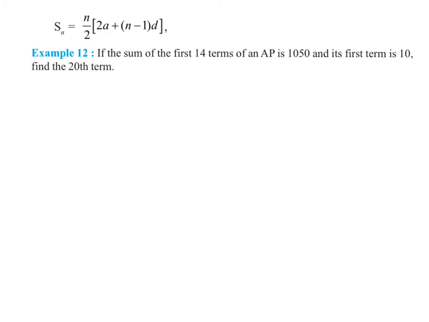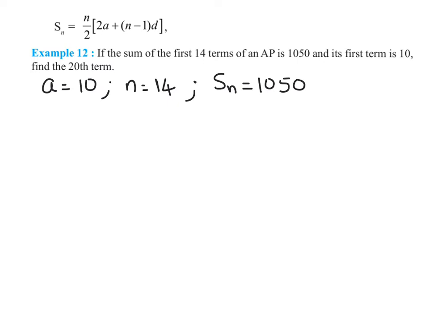Let's try this. If the sum of the first 14 terms of an arithmetic progression is 1050 and its first term is 10, find the 20th term. So we know the first term a, which is 10. We know how many terms there are, n is equal to 14. We know the sum of these 14 terms, Sn, which is 1050 as it is given.